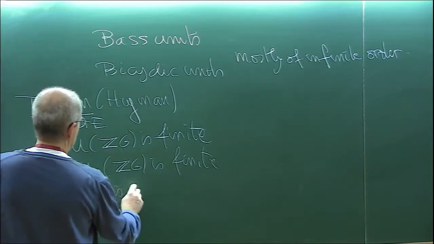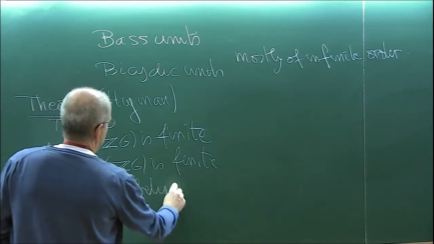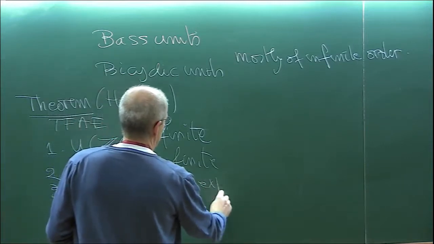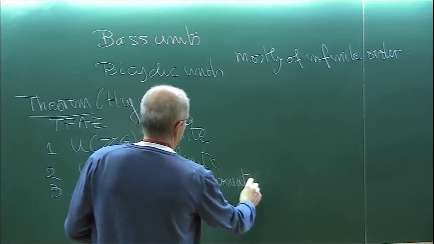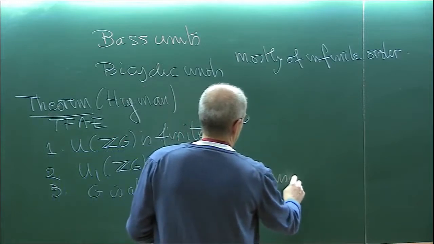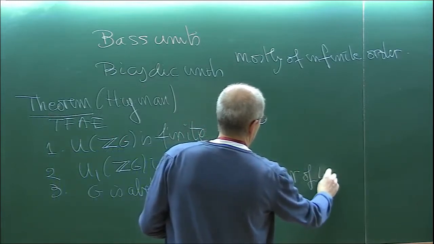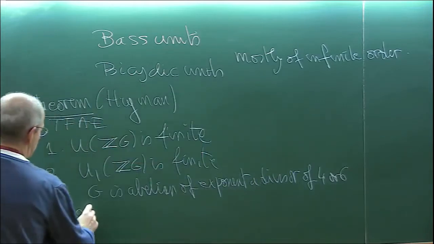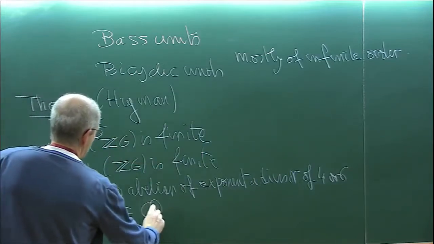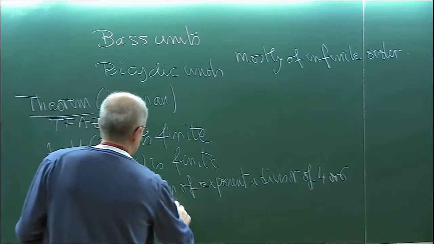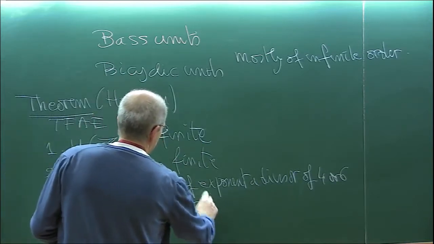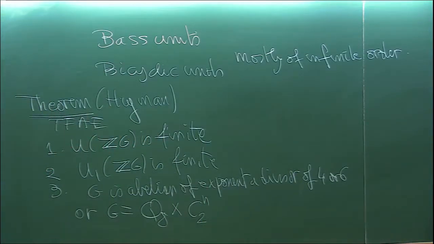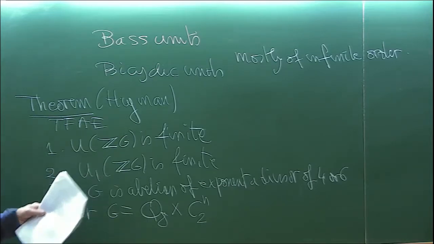G is abelian of exponent a divisor of 4 or 6, or G is the quaternion group of order 8, direct product with copies of the cyclic group of order 2. So these are the only cases. It shows you almost never.